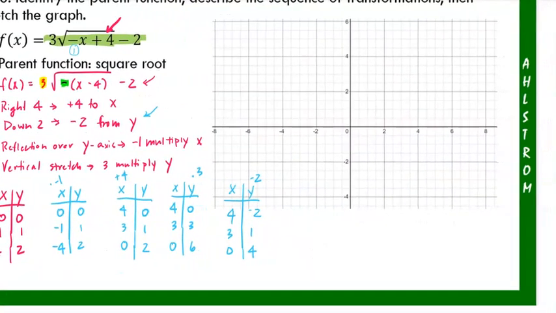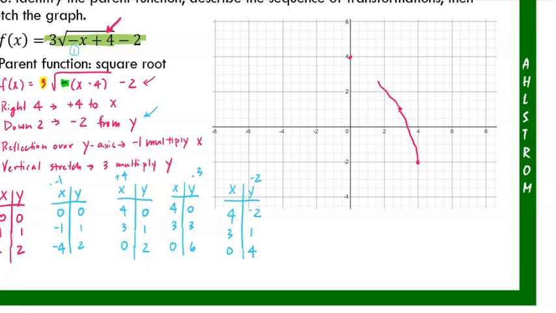I'm just going to graph those points. We had 4, -2, and 3, 1, and 0, 4. Just like that. Connect those.